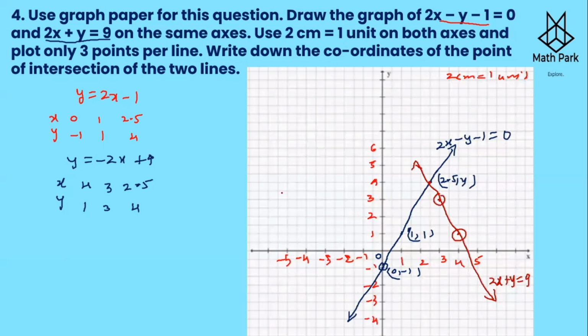Now you are asked to write down the coordinates of the point of intersection of two lines, which is the solution. So this is the point of intersection. So the solution is 2.5 comma 4. Got it? So x is equal to 2.5, y is equal to 4. So wherever the two lines meet, that is the solution for the lines.